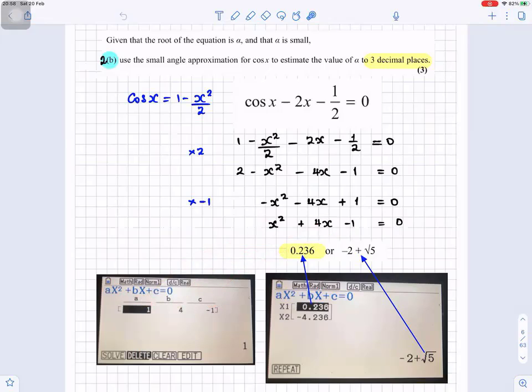Minus 2 plus root 5, or minus 2 minus root 5. The positive one is 0.236, which is what you want, an estimate to 3 decimal places. So you want to put 0.236.